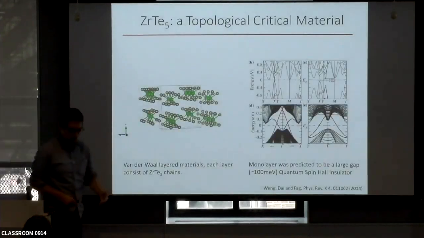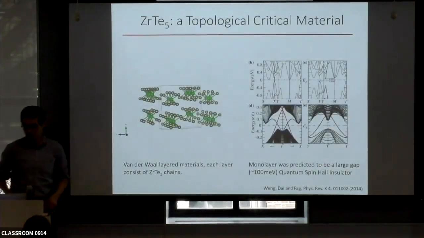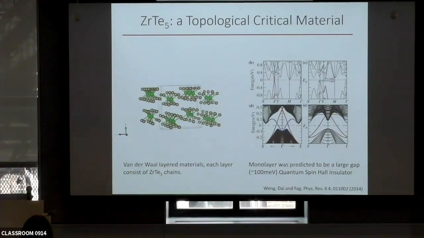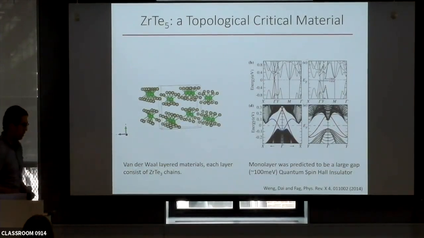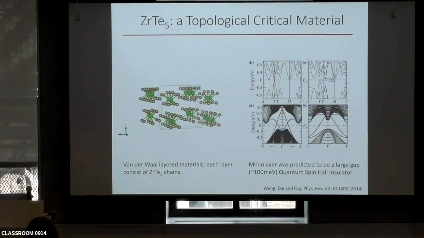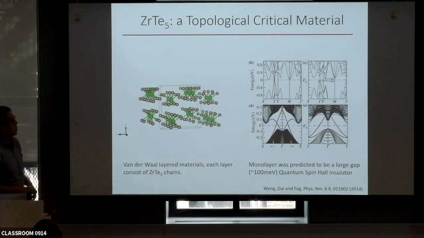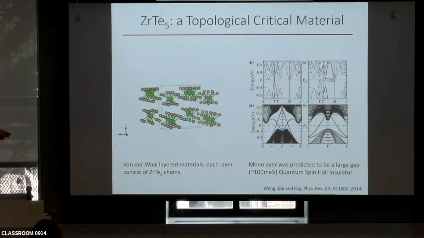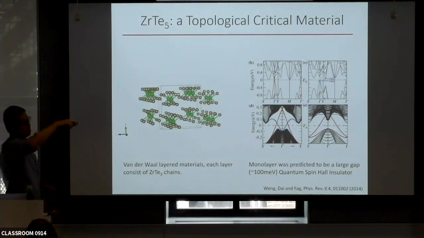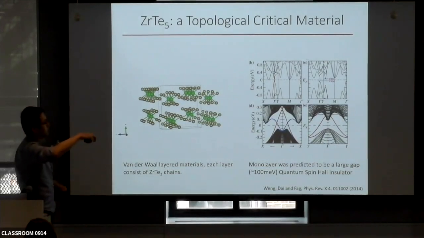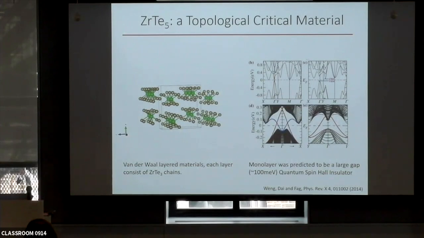Let's first give a quick overview of what this material is. It is a van der Waals material, just like the MoS2 and WTe2 that I was talking about earlier. I would rather describe it as quasi-1D than quasi-2D, because the basic unit is a zirconium tellurium chain going along the a direction, and they are connected together along the c direction, forming a plane. One of these layers is bonded with a van der Waals force along the b direction.